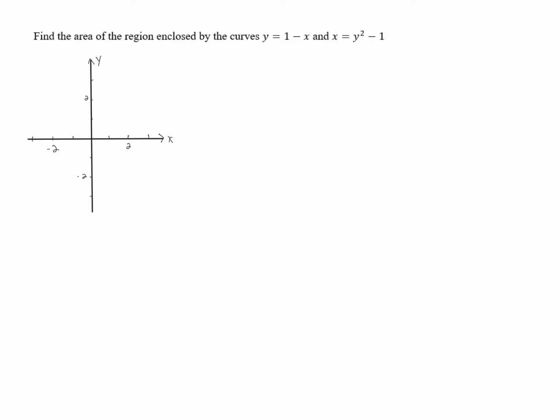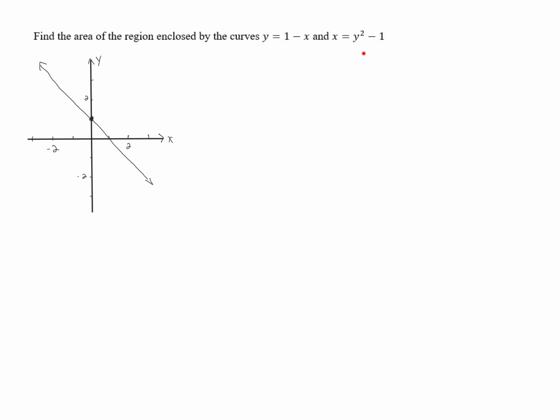Find the area of the region enclosed by the curves y equals 1 minus x and x equals y squared minus 1. Now, y equals 1 minus x is easy enough to graph. That is a linear function with a y-intercept of 1 and a slope of negative 1. So it's going to look something like that.